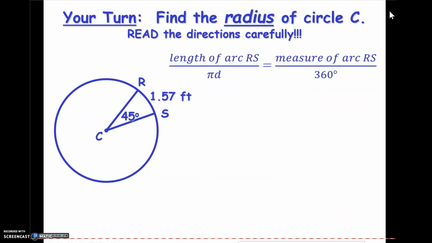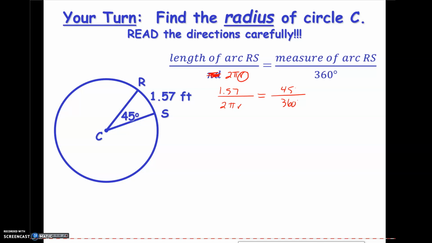And one more, we want to find the radius. Looking for the radius of the circle. So down here, this isn't my unknown, it's part of this. Instead of saying pi d, I'm going to say 2 pi r. And the reason why is my radius is the guy I want to find. He's what I want to get by himself. So let's replace what we know. I know the length. The length of my arc is 1.57. The measure of my arc is 45 degrees over 360 degrees. And I'm looking for my radius, so I'm going to get 2 pi r. So that's my setup.